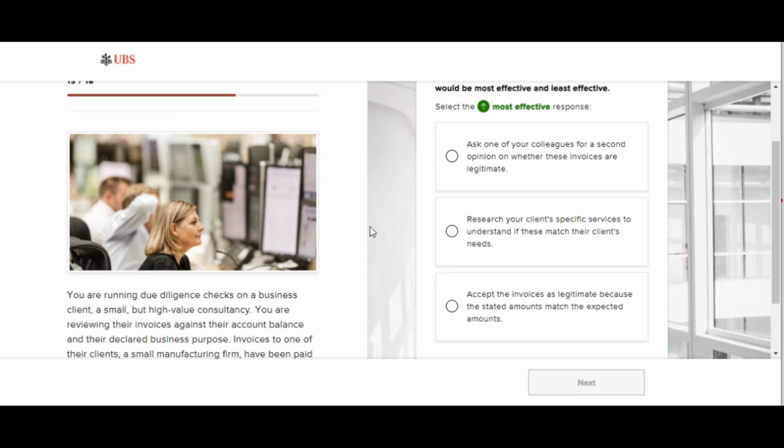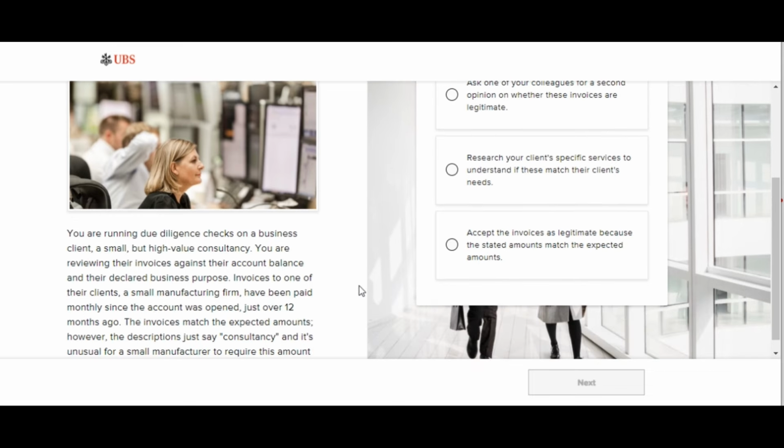Running due diligence checks for your business. Ask one of your colleagues for a second opinion on whether these invoices are legitimate. Research your client's specific service to understand if they match their client's needs. Accept the invoices.